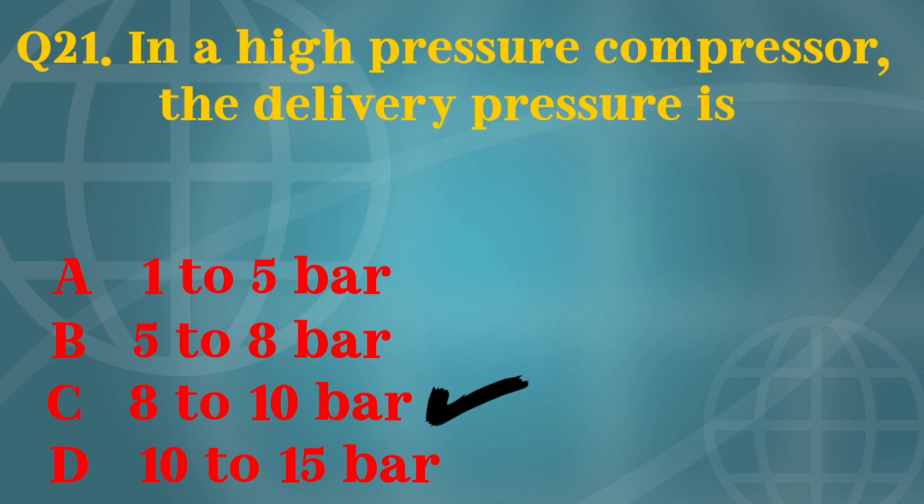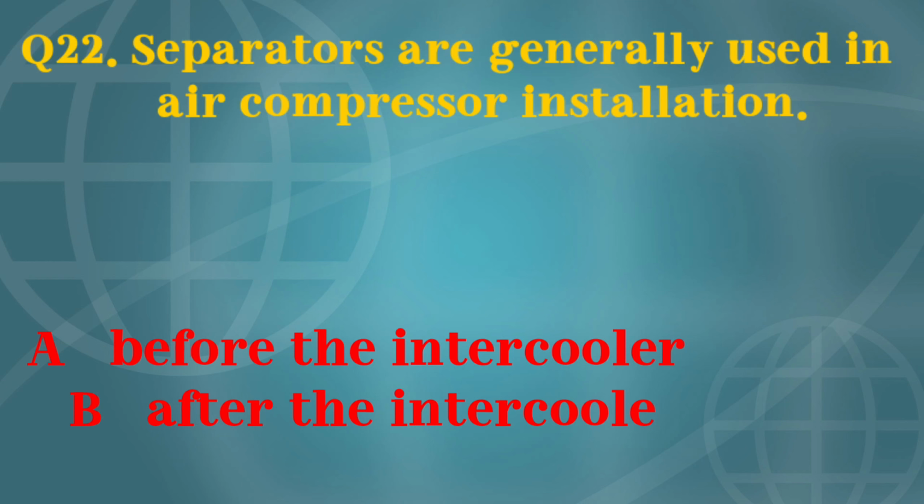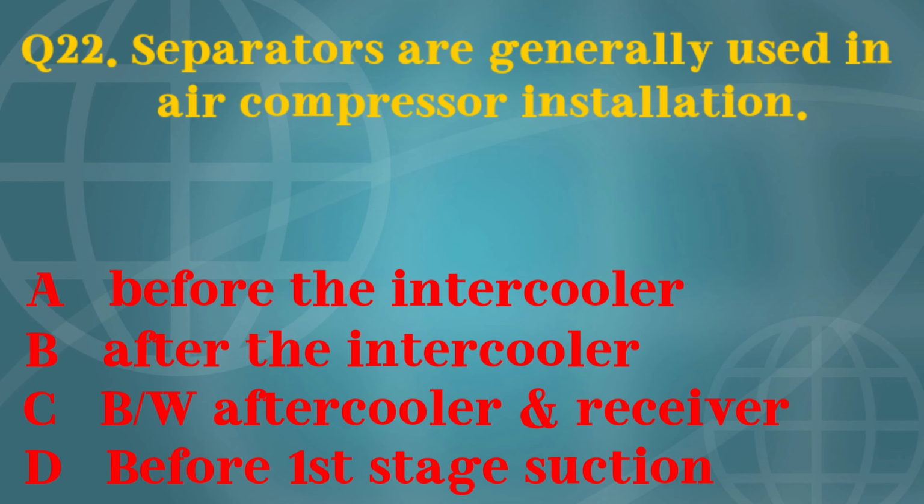Your question is, separators are generally used in air compressor installations. Your options are before the intercooler, after the intercooler, between aftercooler and receiver, before first stage suction. Your right answer is between aftercooler and receiver.